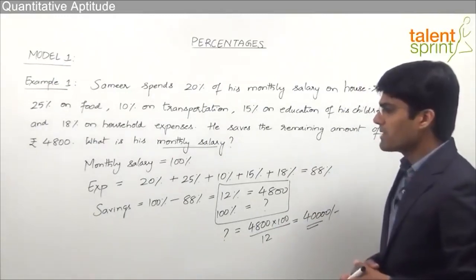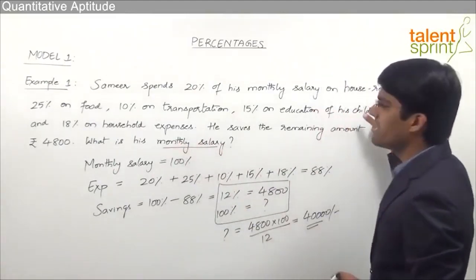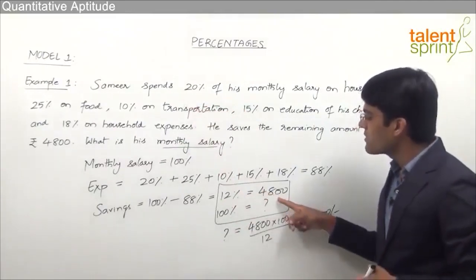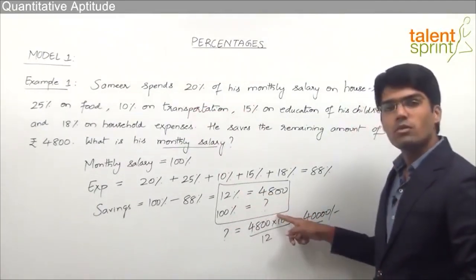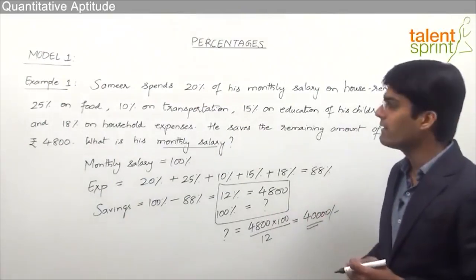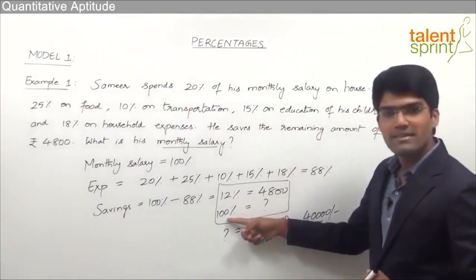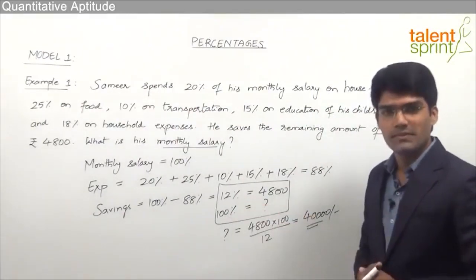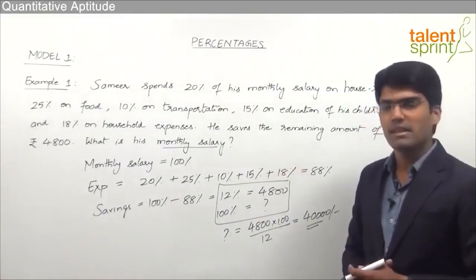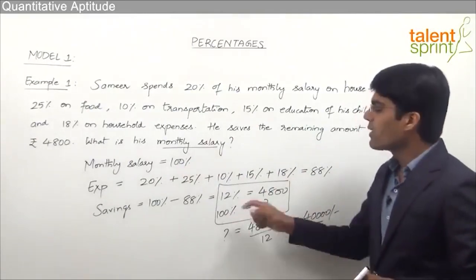Similarly, sometimes the question may be, what is his house rent? We know that his house rent is 20%. So we can say that if 12% is 4,800, 20% is equal to what? And again by cross multiplication we can find out the house rent. Or for that matter, any other value can be calculated simply by taking the proper percentage and doing the cross multiplication. So this is how we can solve such basic questions from percentages, by assuming that the total monthly salary is 100% and finding out the required percentage.